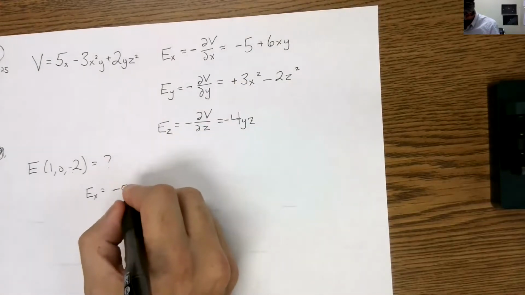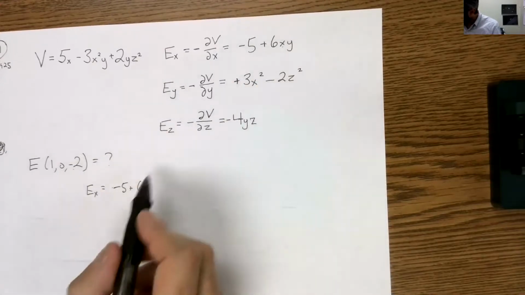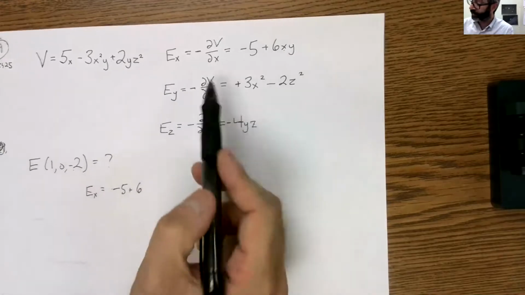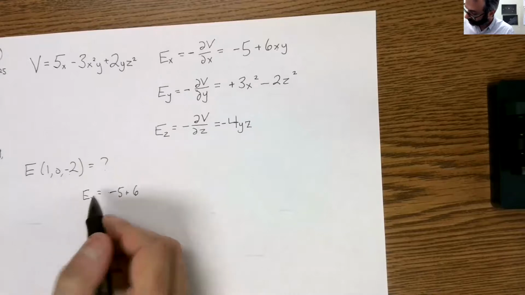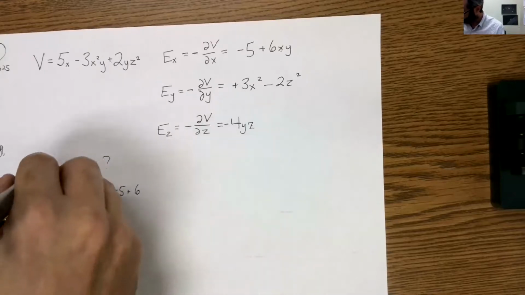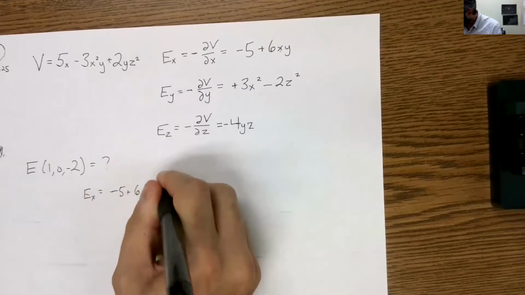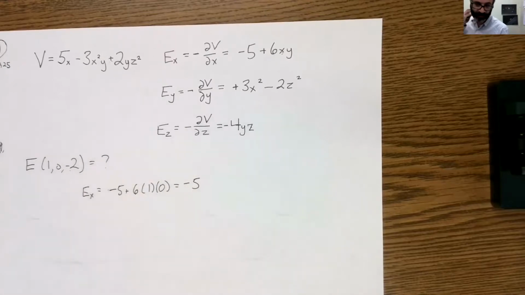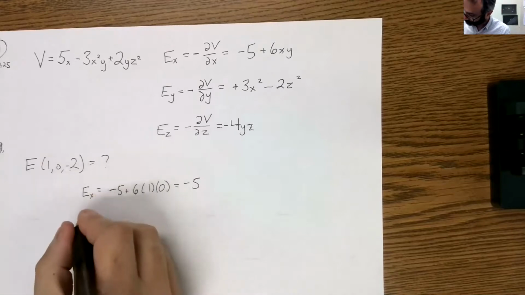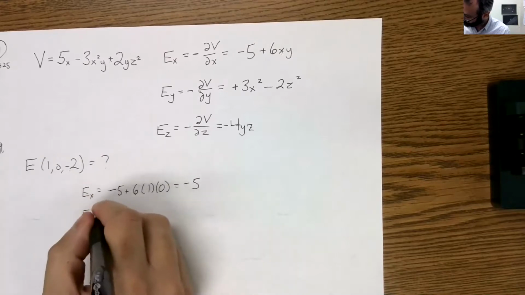-5 plus 6xy, or just 6y. Yeah, so -5 plus 6, well, now we're not taking the derivative, right? So we actually need to plug in. It's our x coordinate, 1, and y is 0. Right, so -5 plus 6xy, so 6 times 1 times 0. And so that ends up being just -5. Everybody with me there? So the x component would be -5.